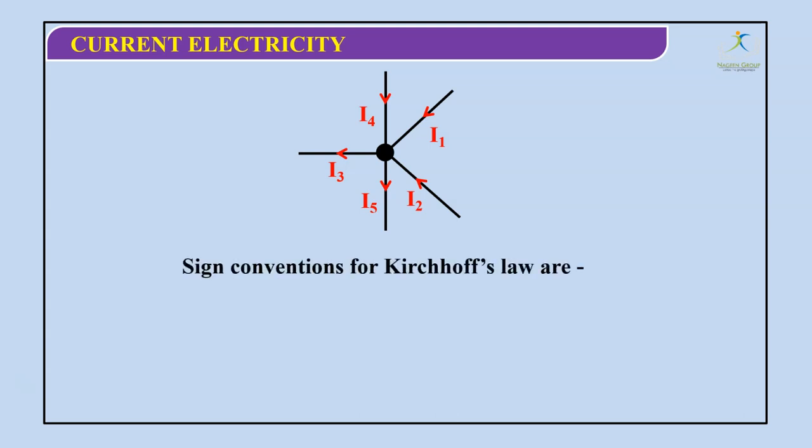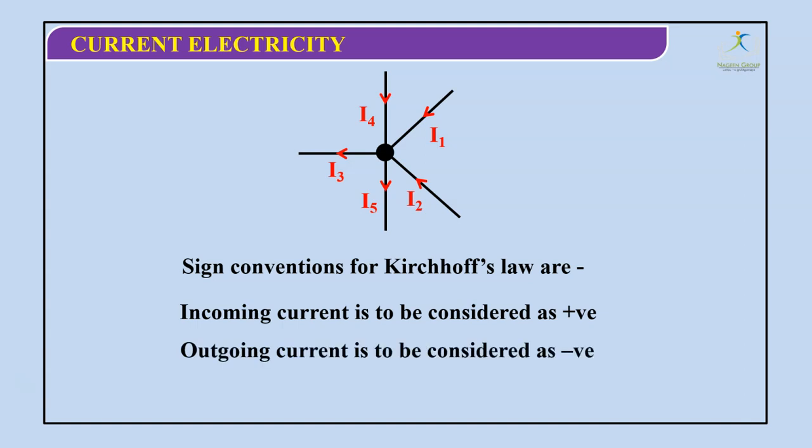Sign convention for Kirchhoff's law. As you can see over there, some currents are coming inward towards the junction and some currents are going outward from the junction. So how will we take the sign convention for that? Incoming current is to be considered as positive. Outgoing current is to be considered as negative. You can consider it like that.